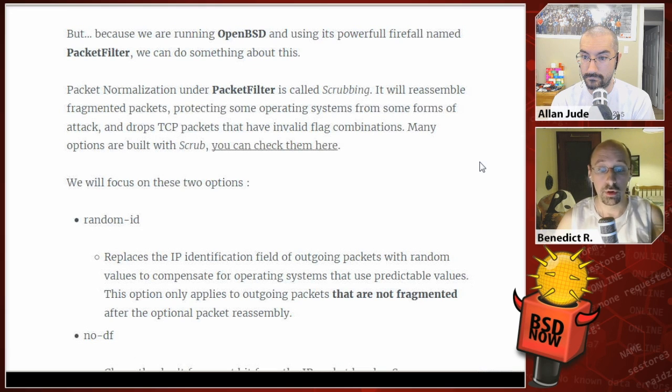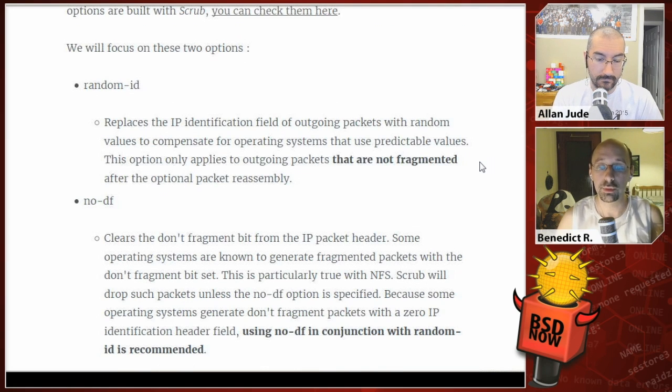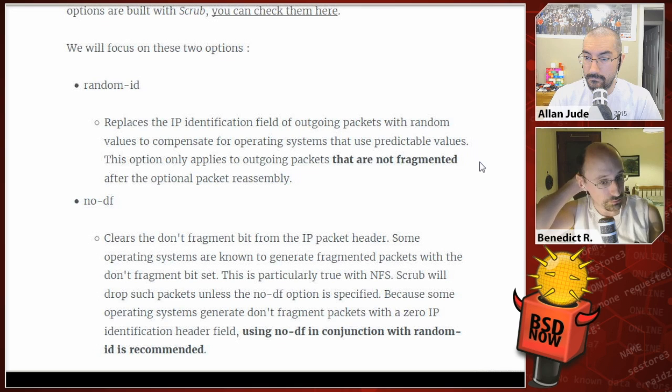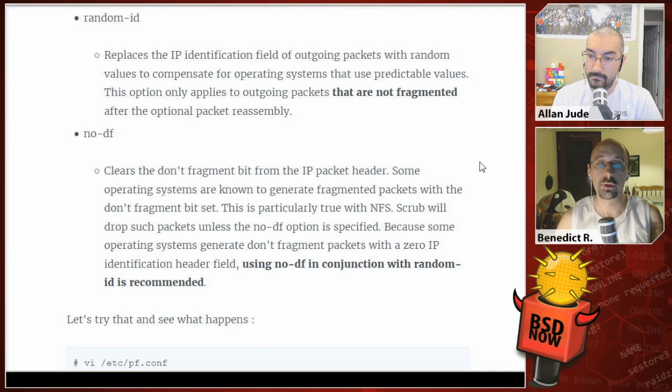But because we are running OpenBSD and using its powerful firewall named Packet Filter, or PF, we can do something about this. Packet normalization under Packet Filter is called scrubbing. It will reassemble fragmented packets, protecting some operating systems from some forms of attack, and drops TCP packets that would have invalid flag combinations. Many options are built with scrub. You can check them, there's a link in the blog post. The article will focus on two of them. The first one is random ID, and the second is no DF.